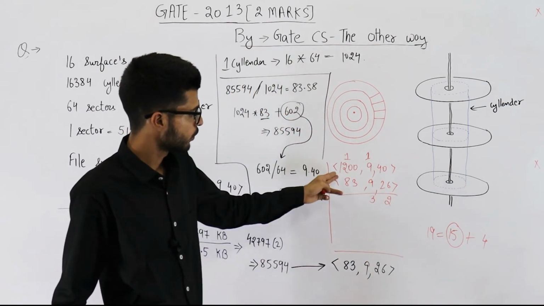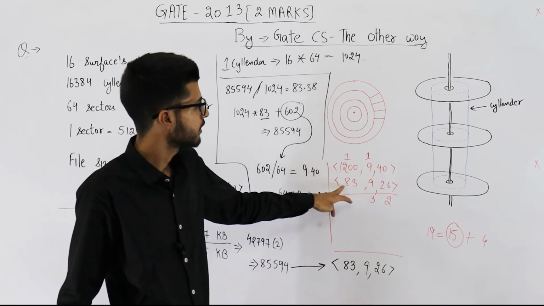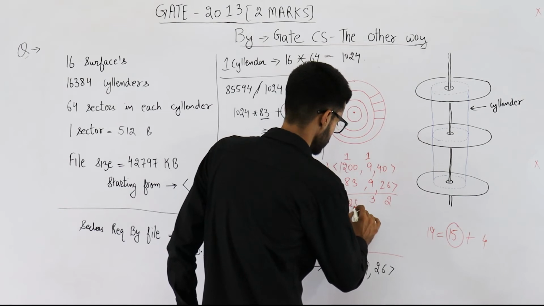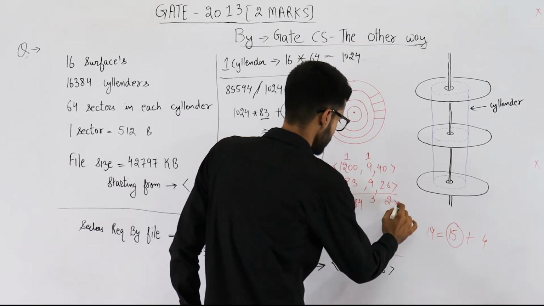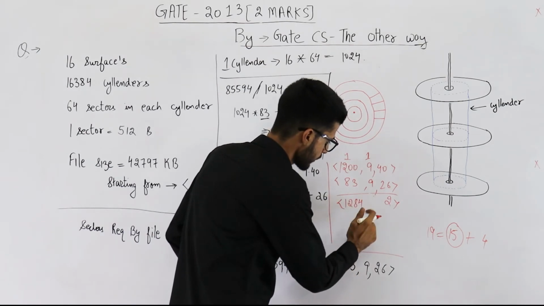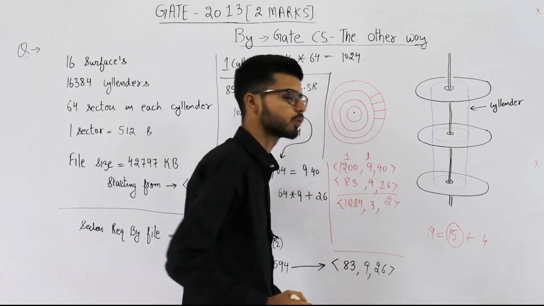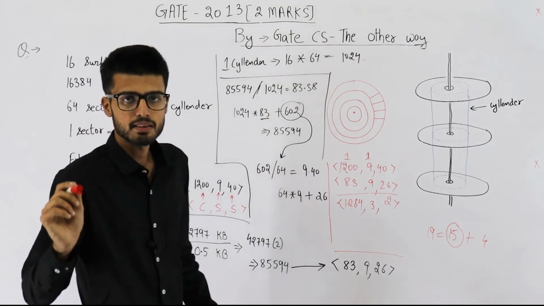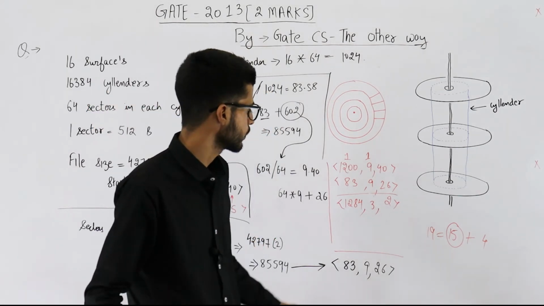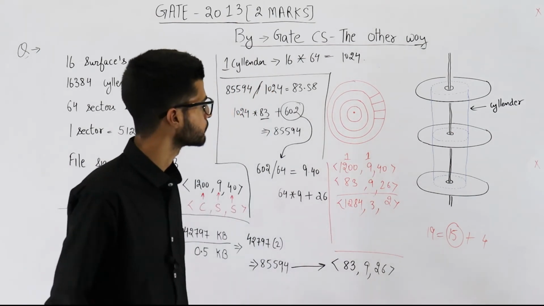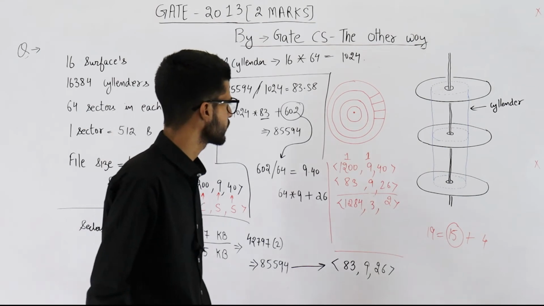Now let's see what this will be. 1200 plus 83, 1283 plus 1, 1284. That means this one is going to be 1284, comma 3, comma 2. This will be the last sector's address. They were asking only about this cylinder number, so your answer is 1284.